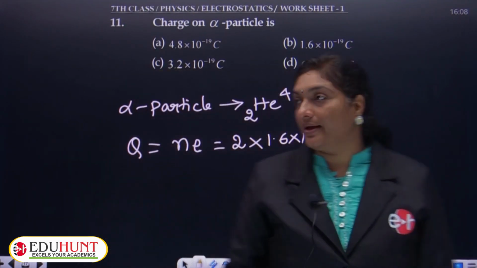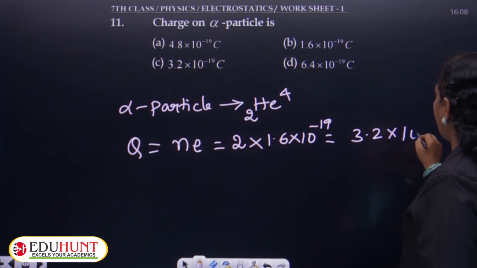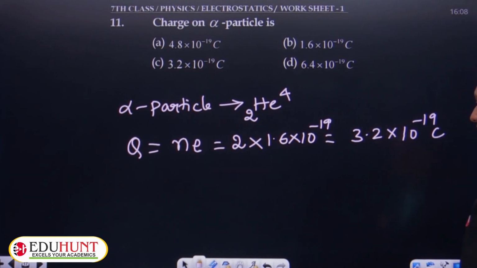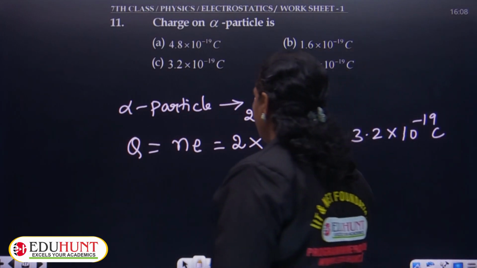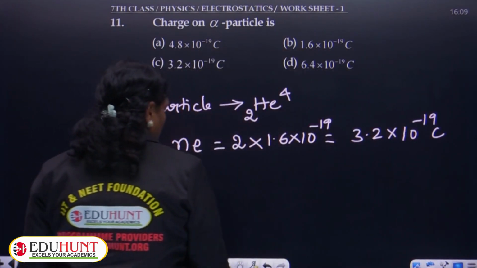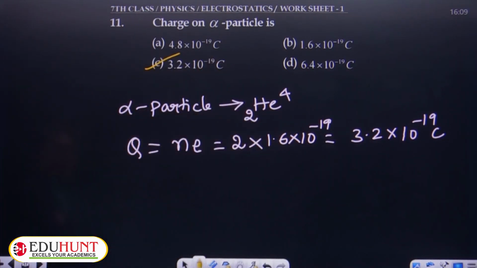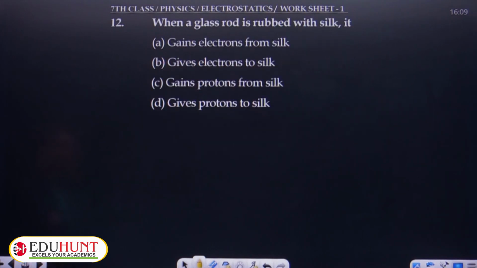So after simplifying you get the value as 3.2 into 10 power minus 19 coulombs. Hence the charge of electron is found to be 3.2 into 10 power minus 19 coulombs. So the third option must be true. So moving ahead with the next question, the 12th one.